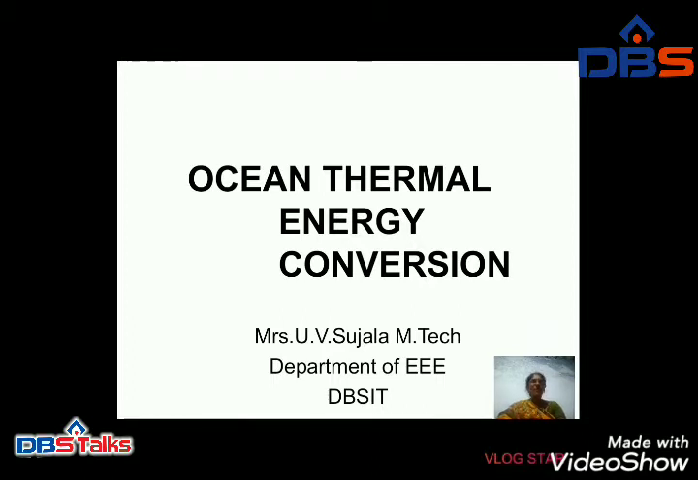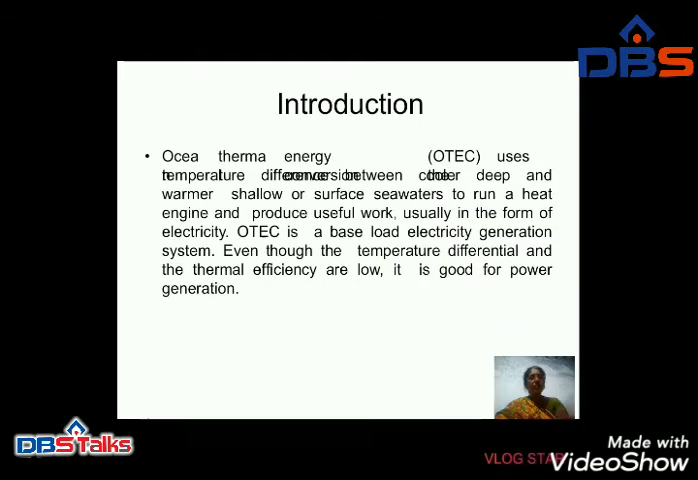Today our topic is ocean thermal energy. First of all, what is ocean thermal energy? Ocean thermal energy is a process that can produce electricity by using the temperature difference between deep ocean water and warm tropical surface water.